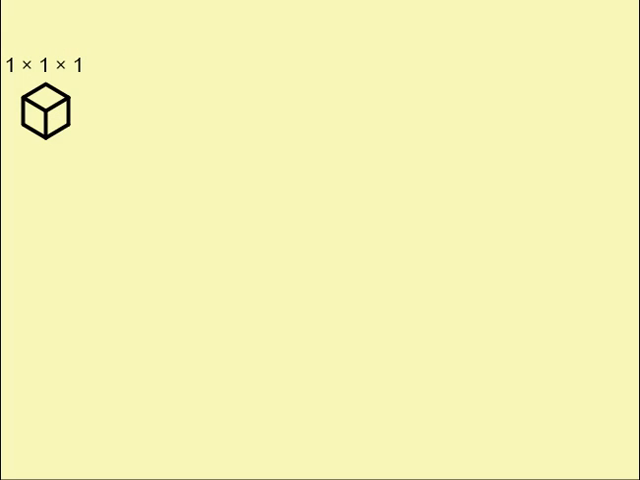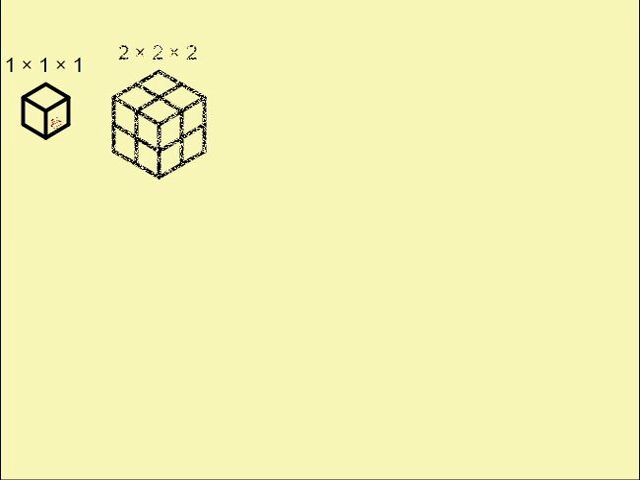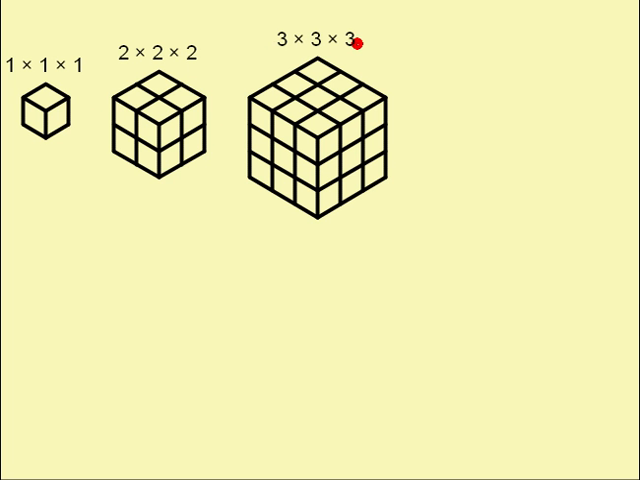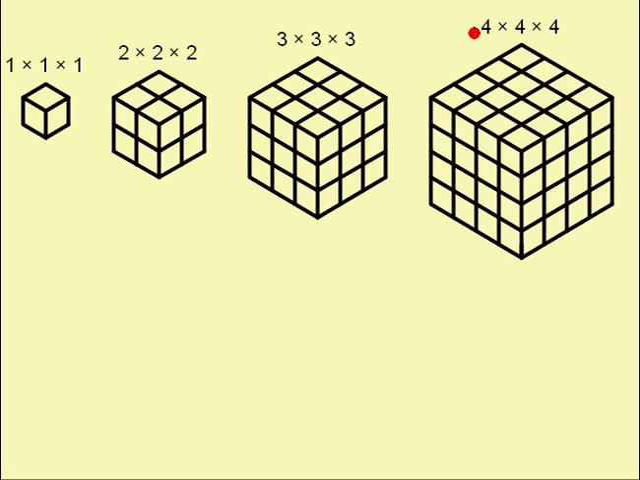Now, if we draw a 1 by 1 by 1 cube, we can see that this contains just one little cube. If we draw a 2 by 2 by 2 cube, we can see we've got 4 cubes on the bottom layer and 4 on the top layer, so this contains 8 little cubes. In a 3 by 3 by 3 cube, there are a total of 27 little cubes. And in a 4 by 4 by 4 cube, there are 64 little cubes.